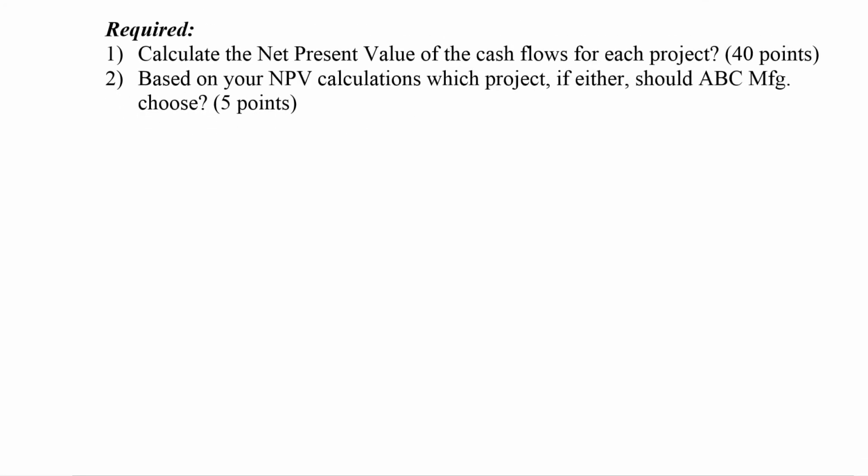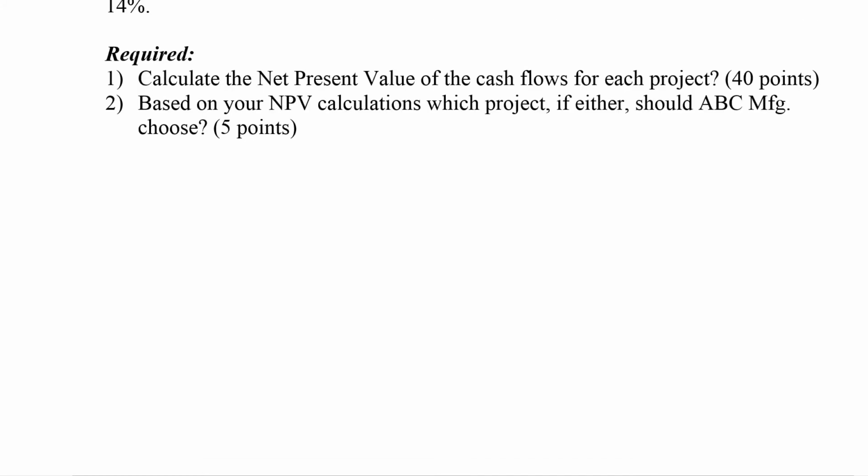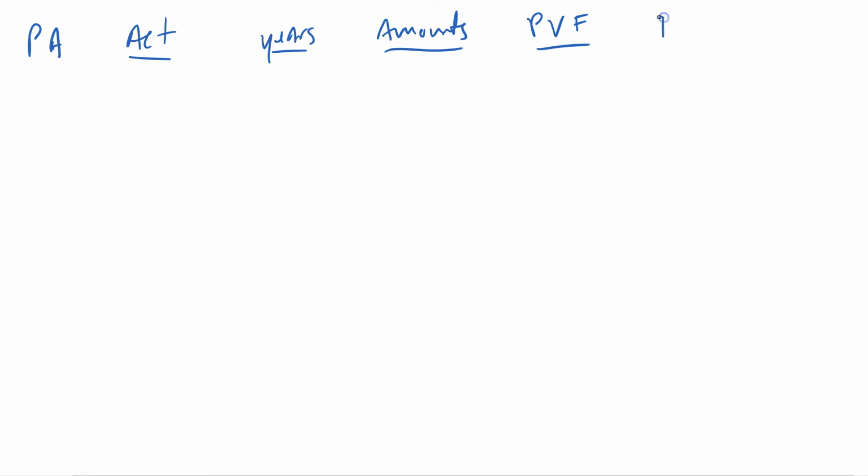This one will probably take a minute, so let me scroll down here. Hopefully you have your information in front of you and you can see where these things are going. So for project A, I'm going to set this up the way you would have been doing your homework. So we have the activities, the years, the amounts, the present value factors, and finally the present value of the cash flows.